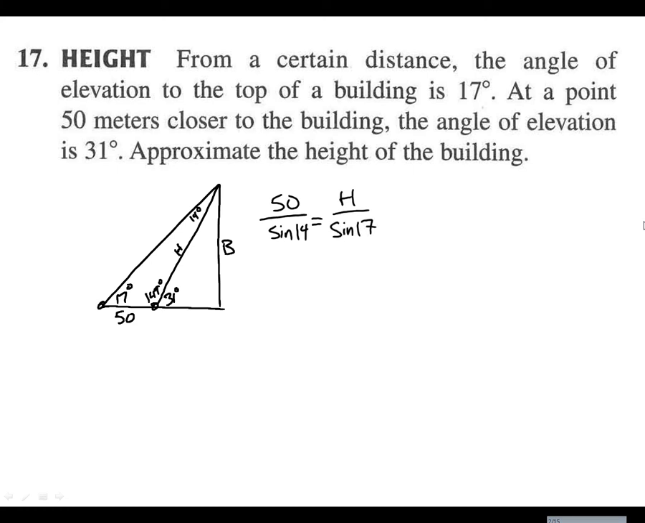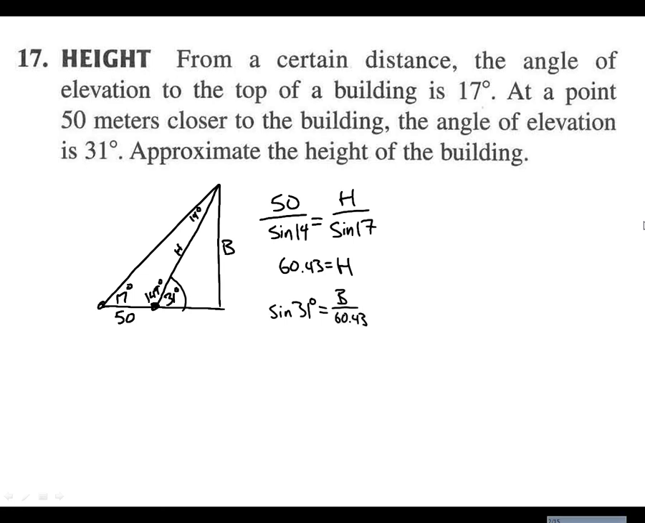And we'll plug that into the calculator. Let's see what we get. 50 divided by the sine of 14 times the sine of 17 is 60.43. So that's how far it is from the second point to the top. But we do want to find h. So from 31, now we're doing a sine problem. The sine of 31 degrees equals opposite h over the hypotenuse, 60.43.